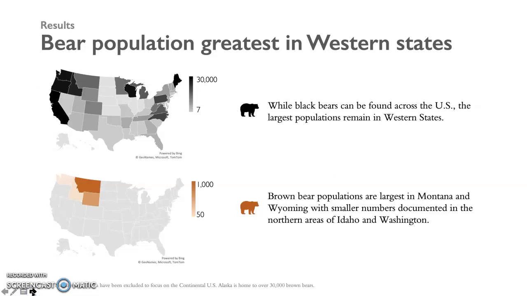The bear population is greatest in the western states. The black bear population is spread across most of the northern United States, with the majority in states from Colorado across to California. The brown bear population in the continental U.S. is isolated primarily in Montana and Wyoming.